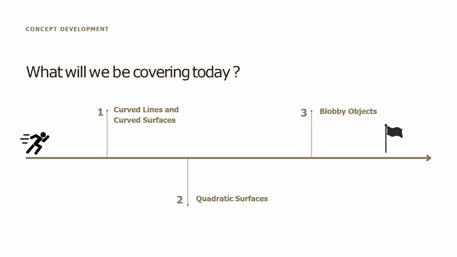In today's presentation, we will discuss four major topics. First, we will learn about curved lines and curved surfaces. Next, we will understand different methods used to represent surfaces. Then, we will study quadratic surfaces and their different types. Finally, we will explore blobby objects, their mathematical concept, applications, advantages, and limitations.